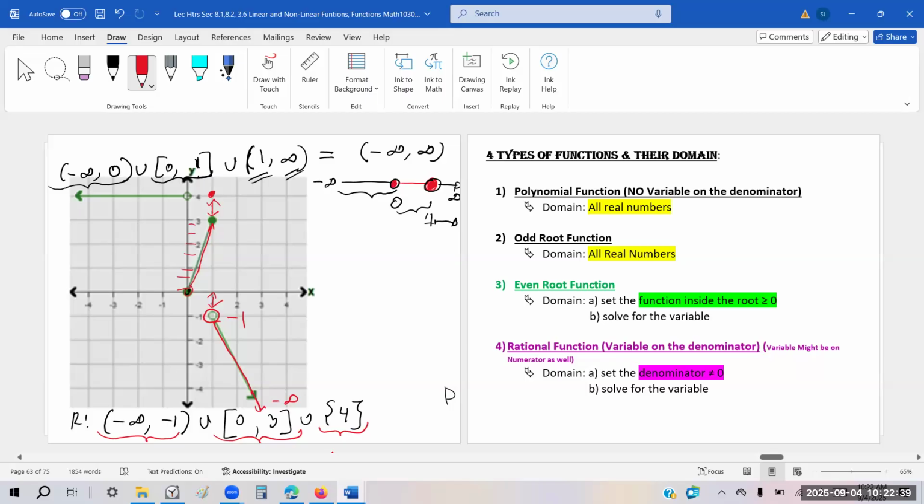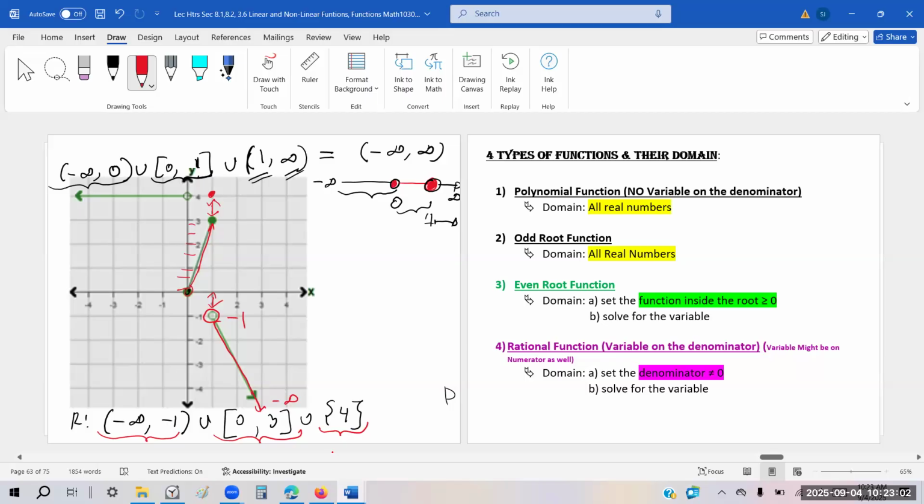Now that's how we find domain and range from graphs. But what if they don't give you the graphs? They give you equations, or they give you functions. Then how do you know what's the domain and what's the range? Well, finding range is harder if you don't see the graph. So you're not going to learn finding range, but we're going to learn finding domain.